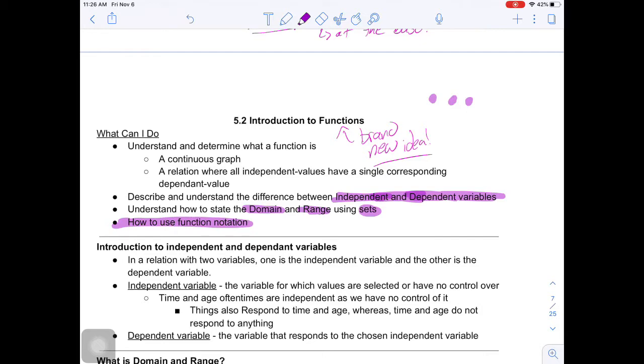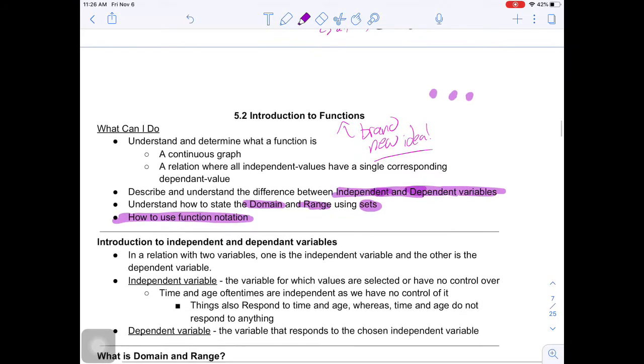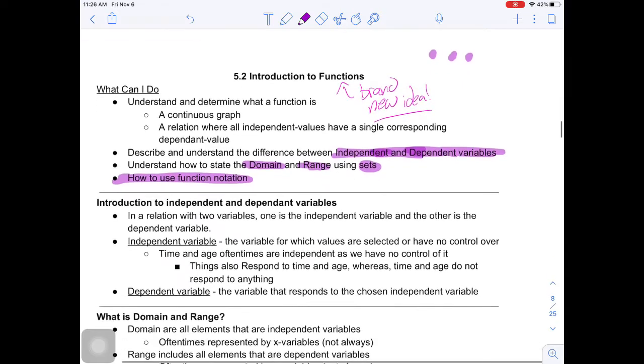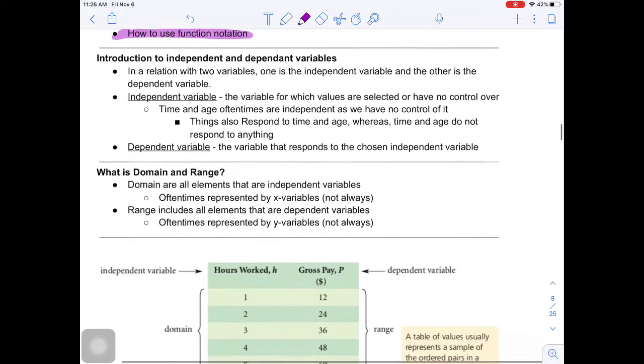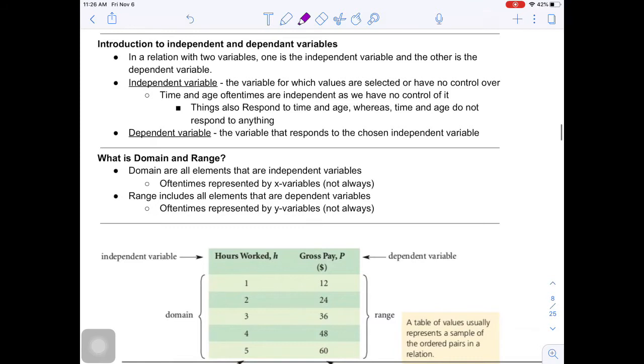So there's lots going on in this video. In this video, if you need to watch twice, I would do it. I would look at other resources because learning all of these things is crucial moving forward. So let's look at the introduction to independent and dependent variables.